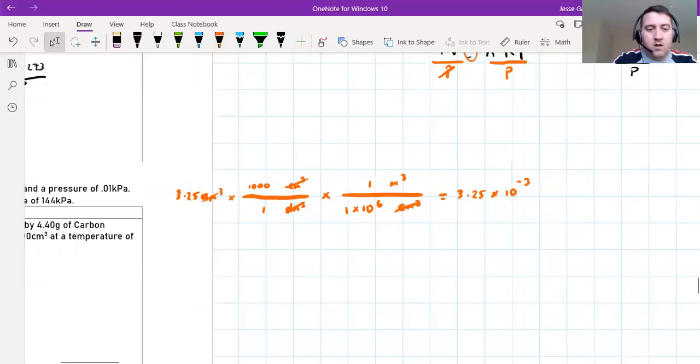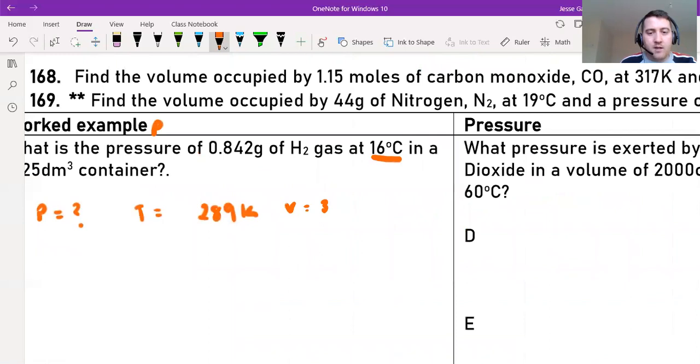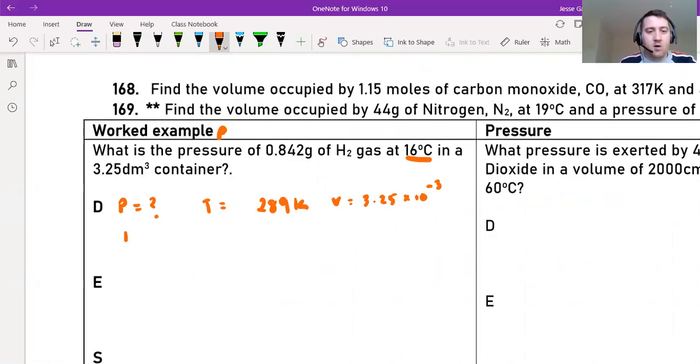So I'm going to go back here and fill that in. V equals 3.25 times 10 to the minus 3. Right, I know R is always the same. R is always 8.31, so that one's fine. And then N is a problem here again because I've got grams and I need moles. So again, I have another conversion to do, rough work, before I begin. What is it? 0.842 grams of H2.